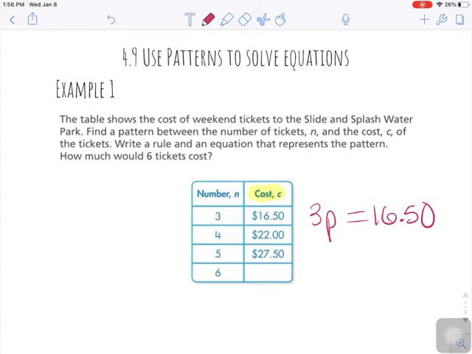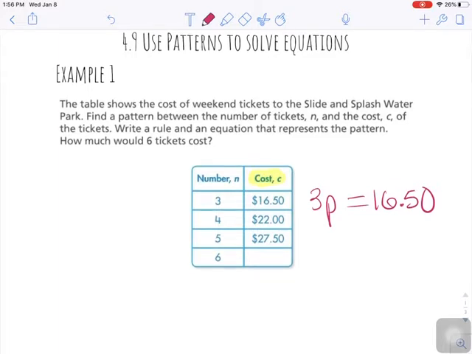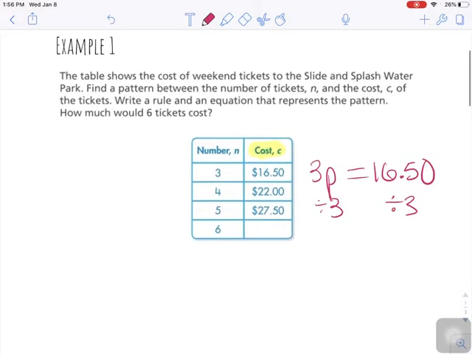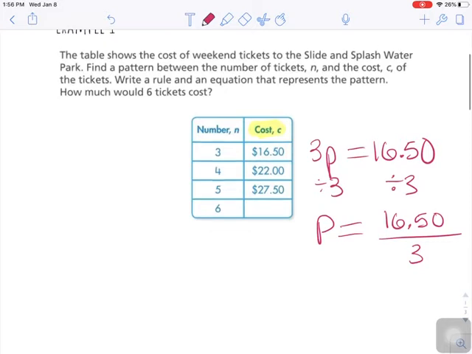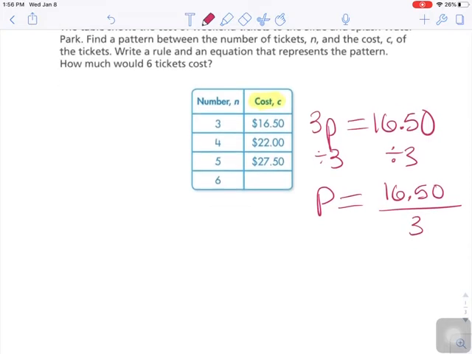So what that is saying is 3 tickets equals a total of $16.50. What we want to figure out is how much just 1 ticket costs. If we know that 3 tickets cost $16.50, how much would just 1 cost? So what we can do here is divide by 3. We can say P equals $16.50 divided by 3. So go ahead and set this up in your division house and divide and see what 1 ticket costs. So 1 ticket is going to cost us $5.50.